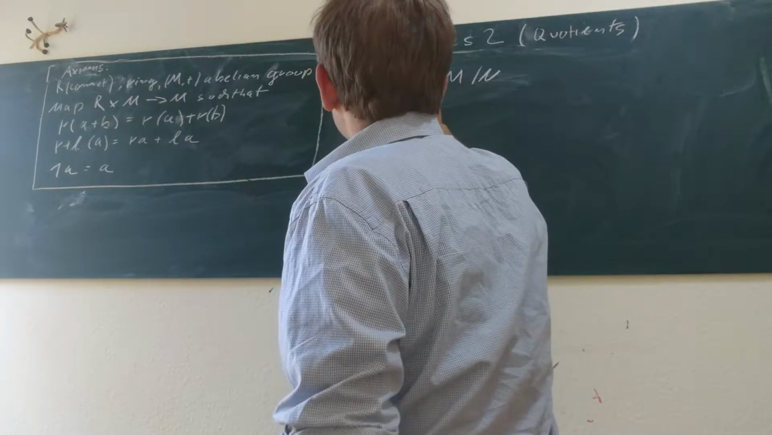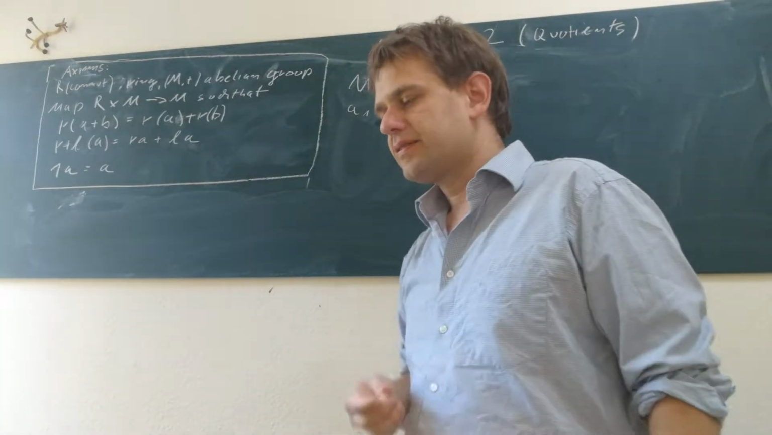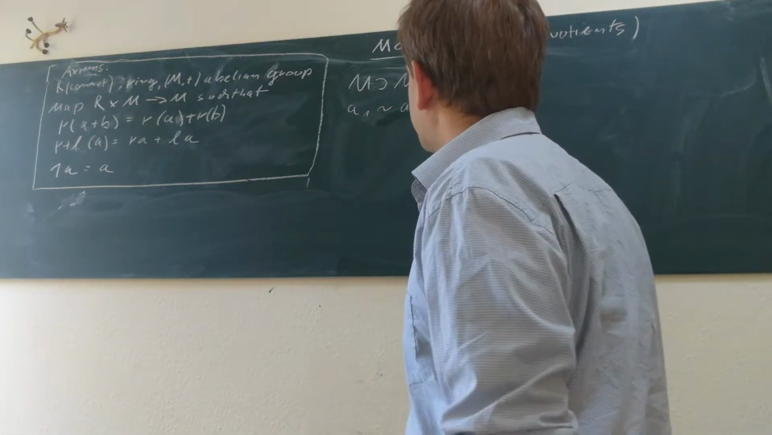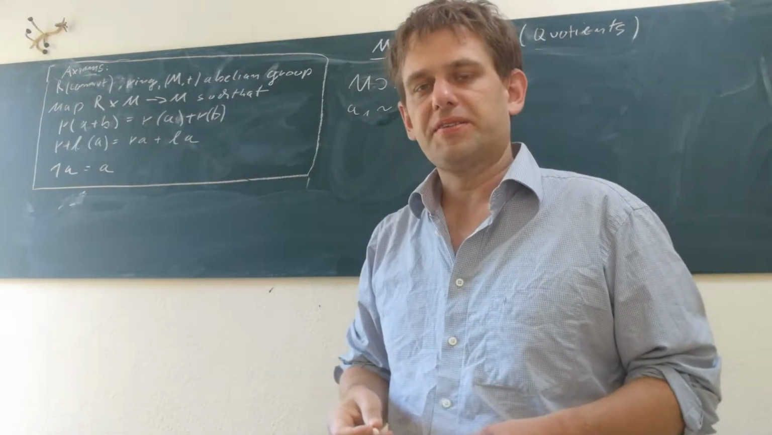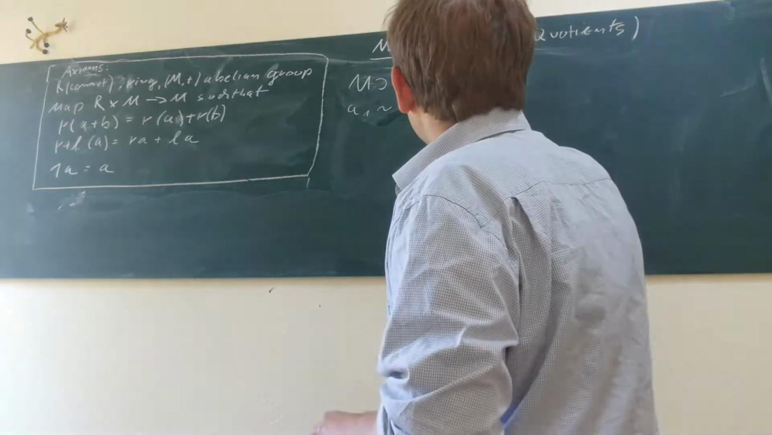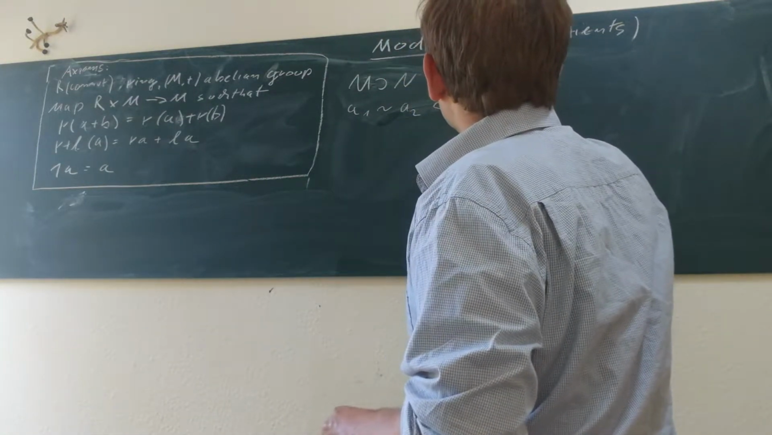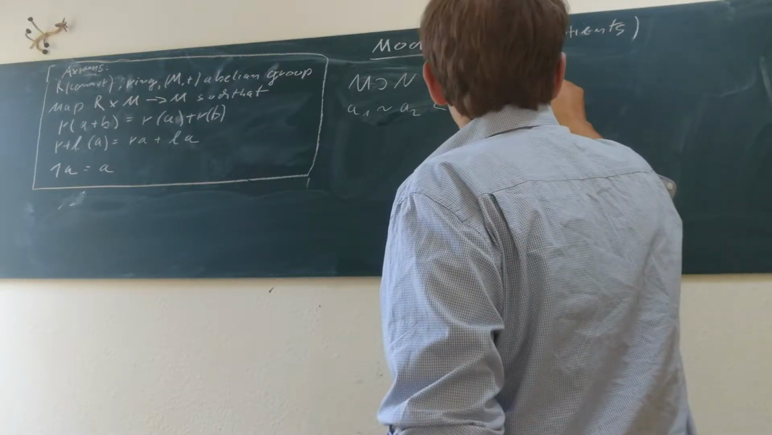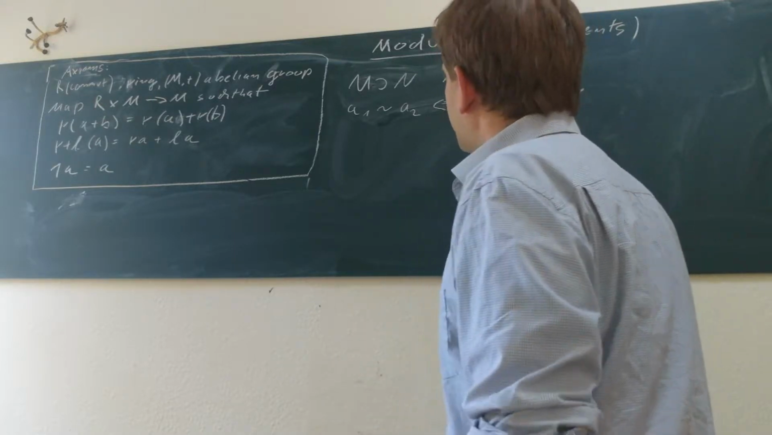Namely, you're saying A1 is equivalent to A2 in this equivalence relation, so A1 is in the same equivalence class as A2, if and only if A1 minus A2 is an element of N.